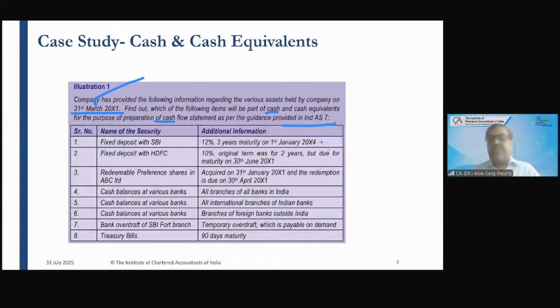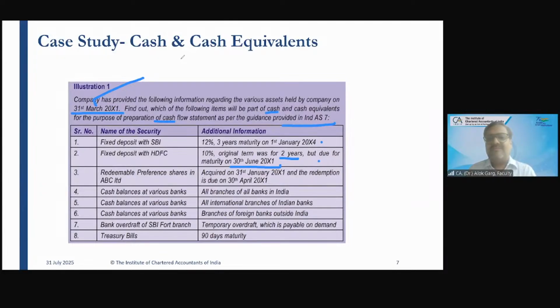Fixed deposit with the HDFC Bank, 10%, original term was for 2 years, but due for maturity on 30th June 2001. Is this also no, sir? This is also no, because the original deposit period is not less than 3 months from the date of acquisition.